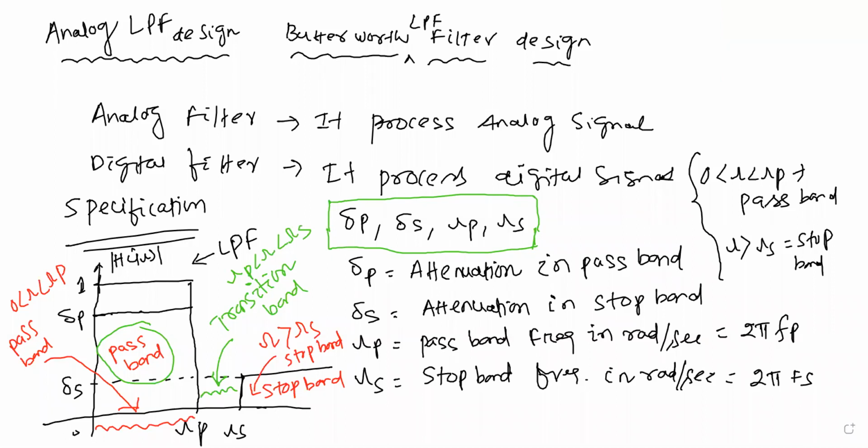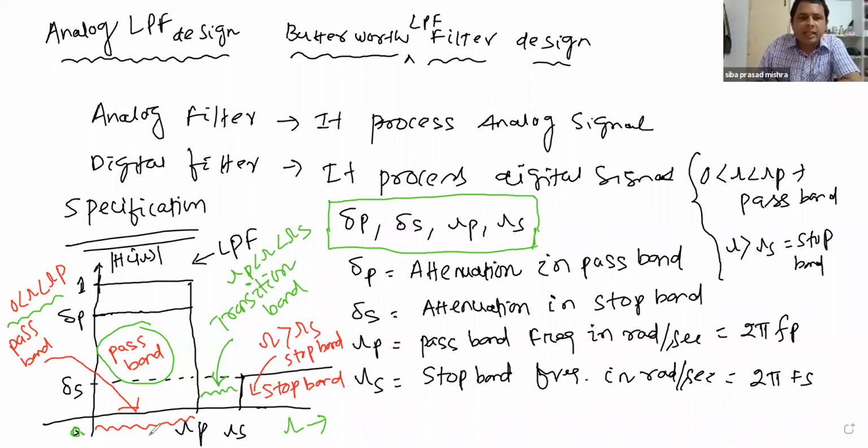Passband: 0 less than omega p means omega lies between 0 to omega p. This omega lies between 0 to omega p. That is your passband. Clear. Now, we will use these specifications. But before that, it should be very clear to all of you. If you want, I will show you again in a bigger diagram.